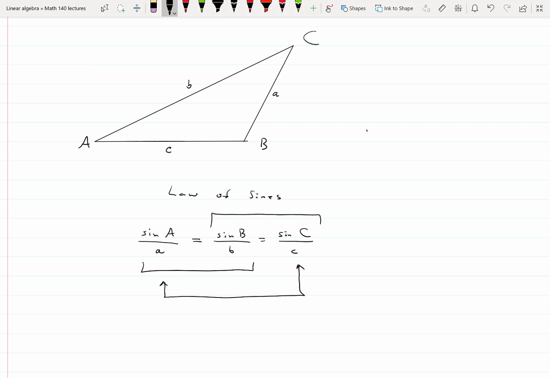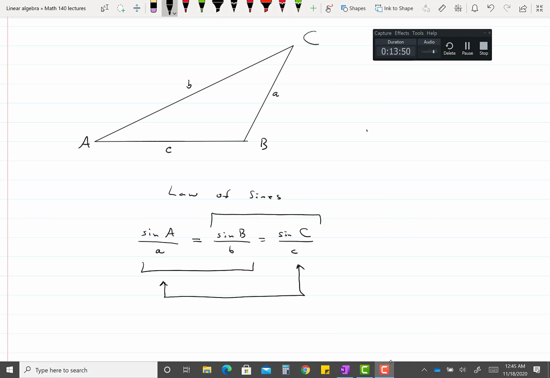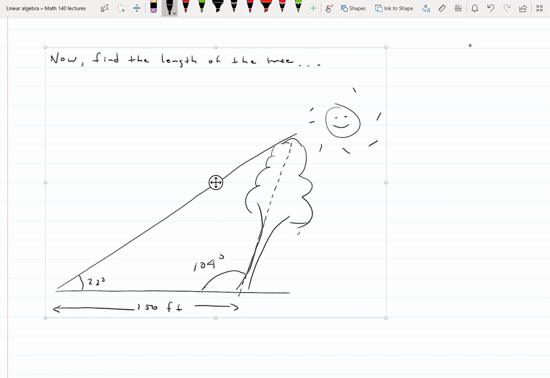Let's go back and figure out how much lumber's in that tree. So I'm going to halt the video, and I'll be back in a second. So I stopped the video so that I could cut and paste from earlier in the lecture the problem we want to consider now. Suppose we consider the problem we looked at before, find the length of the tree. Well, what kind of information is given?